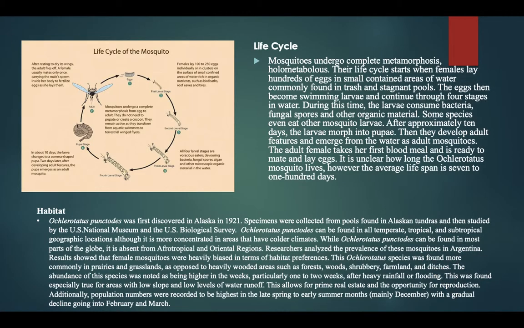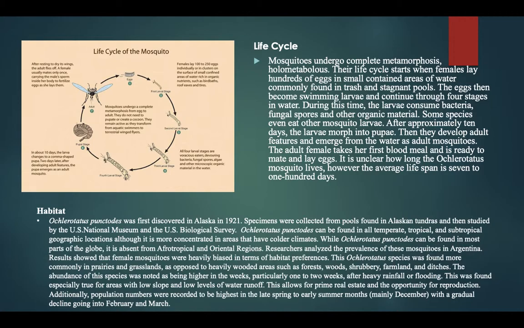Here's a diagram of the mosquito life cycle. This is important when formulating a control plan to stop the spread of a disease. The mosquito goes through complete metamorphosis. After a female lays eggs in water, they hatch and become swimming larvae. The larvae, after many stages, then become pupae. The last step is when they develop adult features and emerge from the water. The adult female takes her first blood meal and is ready to mate and lay eggs.